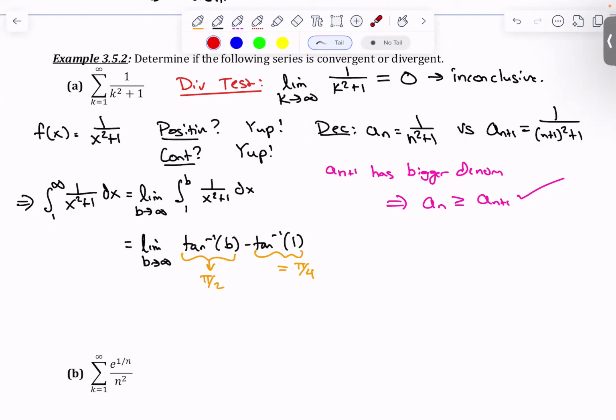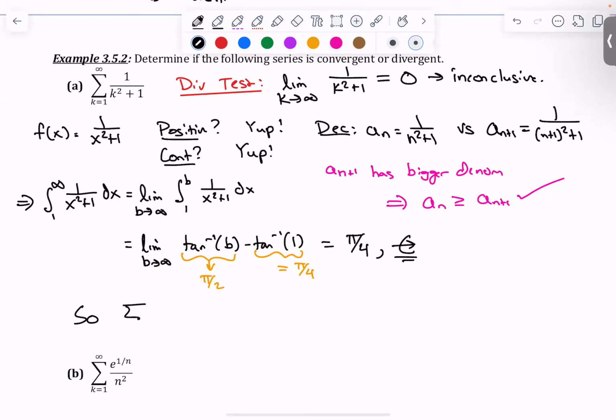Some small nuance on notation. Please note that I made an arrow here, but I used an equal sign here. This approaches pi over 2. Its limit is pi over 2, but this is a finite fixed number of pi over 4. So this equals pi over 4, which is therefore convergent. So the series from k equals 1 to infinity of 1 over k squared plus 1 is convergent by the integral test.